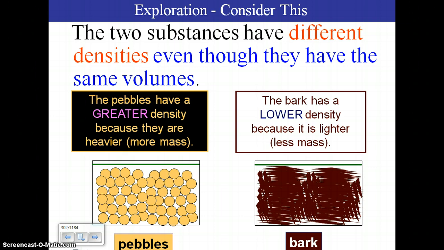On the other hand, let's look at a raisin. Are raisins small or are they large? Yeah, raisins are very small. But do raisins have a greater mass than marshmallows? Yes, they do. So raisins are small, but they're very heavy. Raisins have a greater density than marshmallows. So this is just like the pebbles and the bark. Something can be big and light, like the bark, and like the marshmallow, or they can be smaller and heavy, like the raisin and like the pebbles.